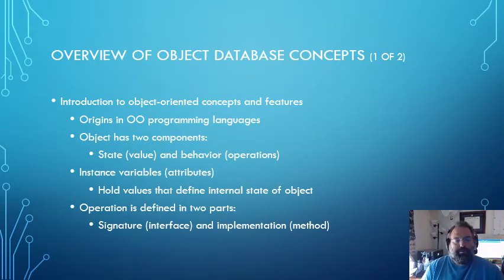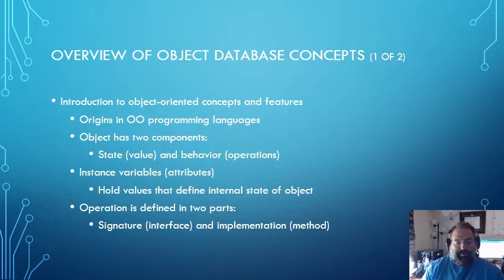Introduction to object-oriented concepts and features, the origins of object-oriented programming. An object has two basic components. It has states and behaviors. So you essentially have values, and then you have things that can interact upon those values. You have an instance variable. Those are attributes that hold values that define the internal state of the object.